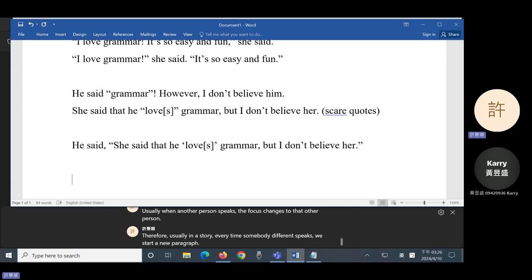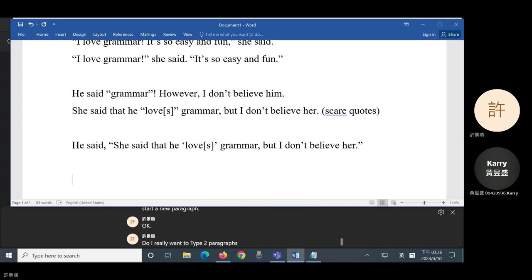Okay, do I really want to type two paragraphs? Okay, hang on.